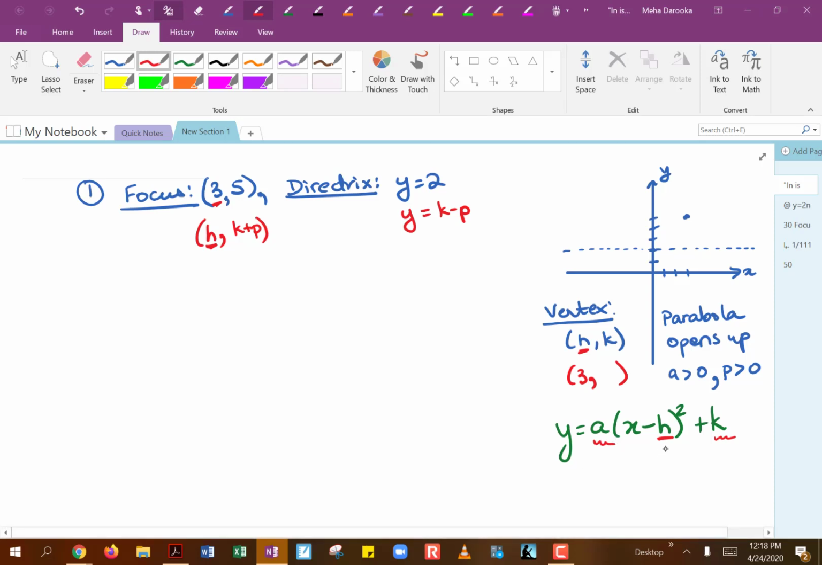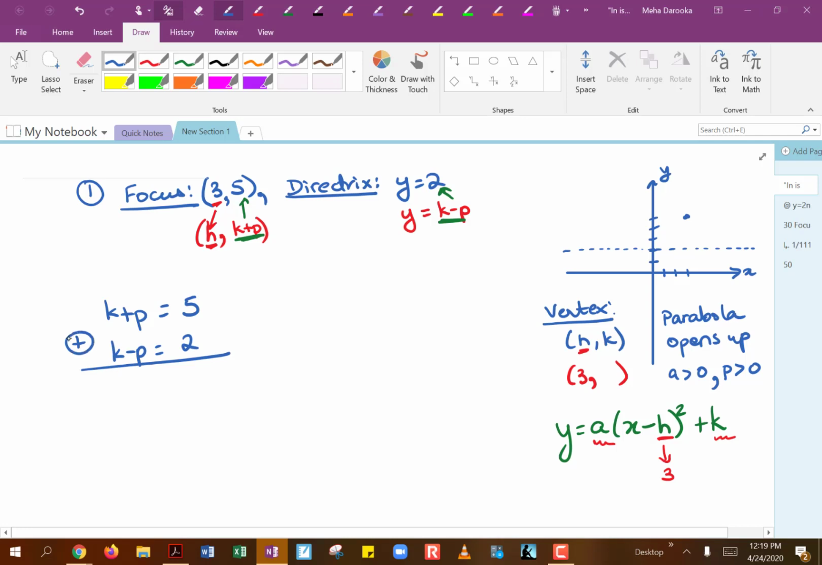So like I said, we already know h is 3 because we are getting that from our focus, but we need to figure out what the other two values are going to be. So this is where we are actually going to use this idea where k plus p equals 5 and k minus p equals 2. So we are actually going to be solving this like a system of equations. So k plus p equals 5, k minus p equals 2.